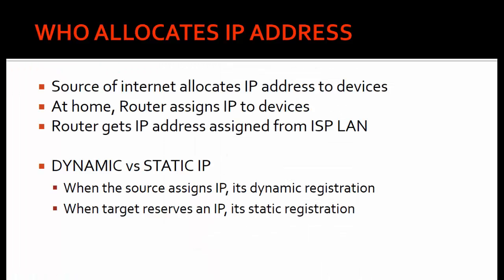And let us go through the slide. Who allocates the IP address? The source of internet allocates the IP address to the devices. At home, the router is the source of internet. Definitely the router will assign an IP address.